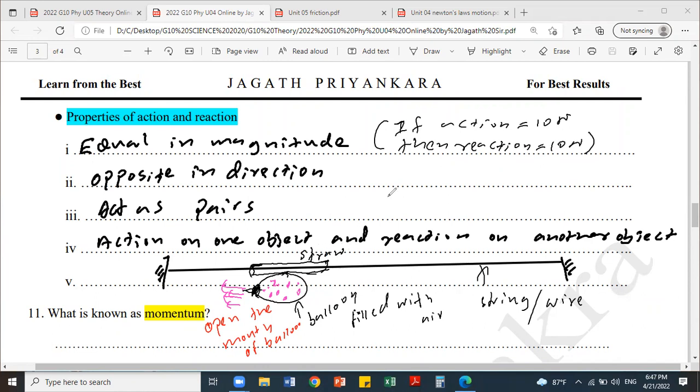In which direction are the balloon and the straw moving? Any volunteers who can tell me the answer? Yes, Sohana. To the right side. Very good, Sohana. The balloon is moving towards the right side. So this is the action. The action is here, on this side.